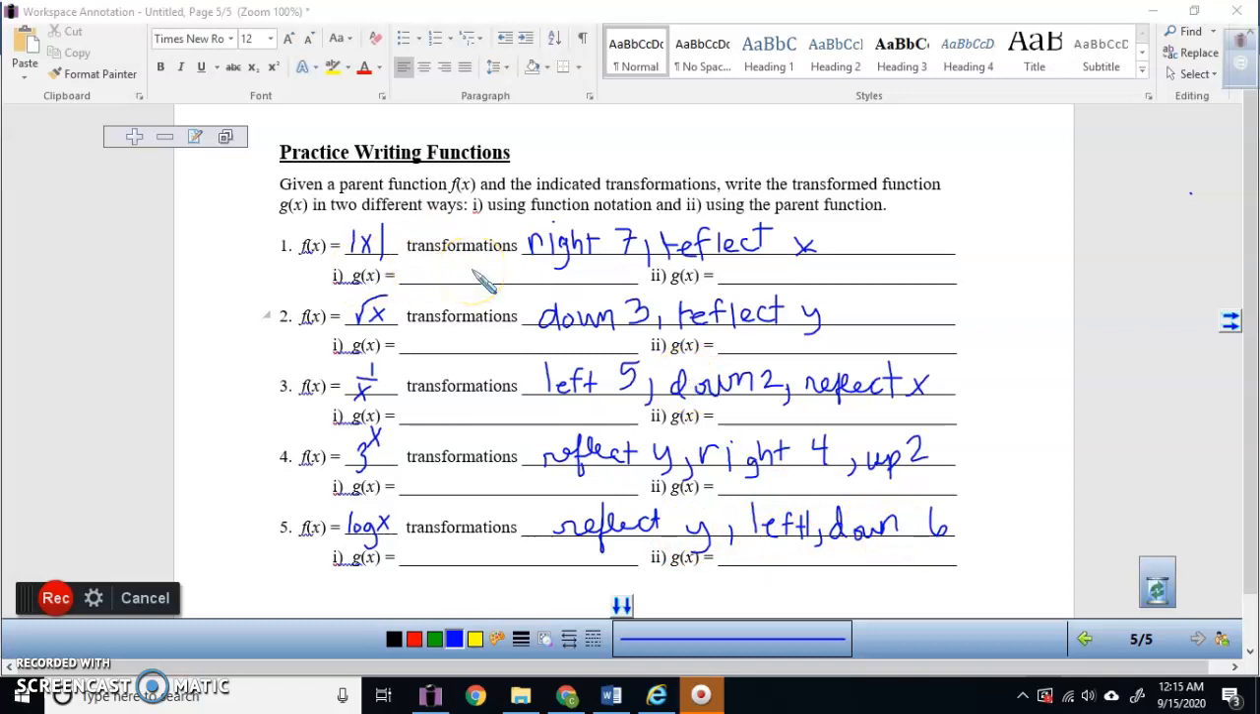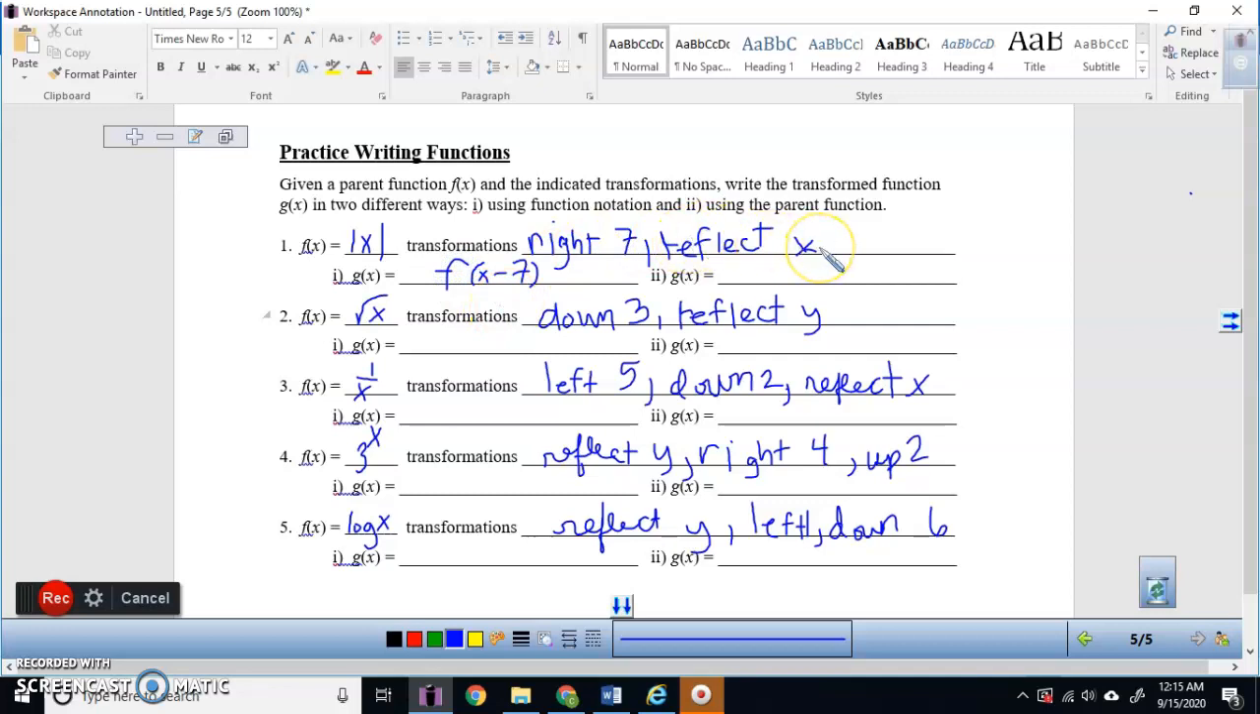We want to rewrite this f of x function in function notation so that it goes right 7 and reflects over x. So remember that when you want to make it go right or left, you're going to make the number be inside with the x. So in this case, the number 7 is going to go in parentheses exactly where that x is. In order to make it go right, I'm going to do the opposite of what I think. I'm going to put a minus. And then I'm going to put my f, the name of my parent function, simply on the outside.